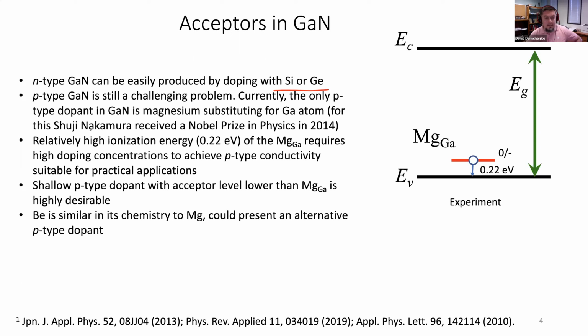P-type gallium nitride is a huge problem. Good P-type gallium nitride still does not exist. In fact, the only P-type dopant that works in gallium nitride right now is magnesium, for which Shuji Nakamura got a Nobel Prize in 2014. They figured out the way to activate this P-type conductivity in gallium nitride. There are several different approaches, but one clever trick is you grow a material, dope it with magnesium, co-doping with hydrogen.